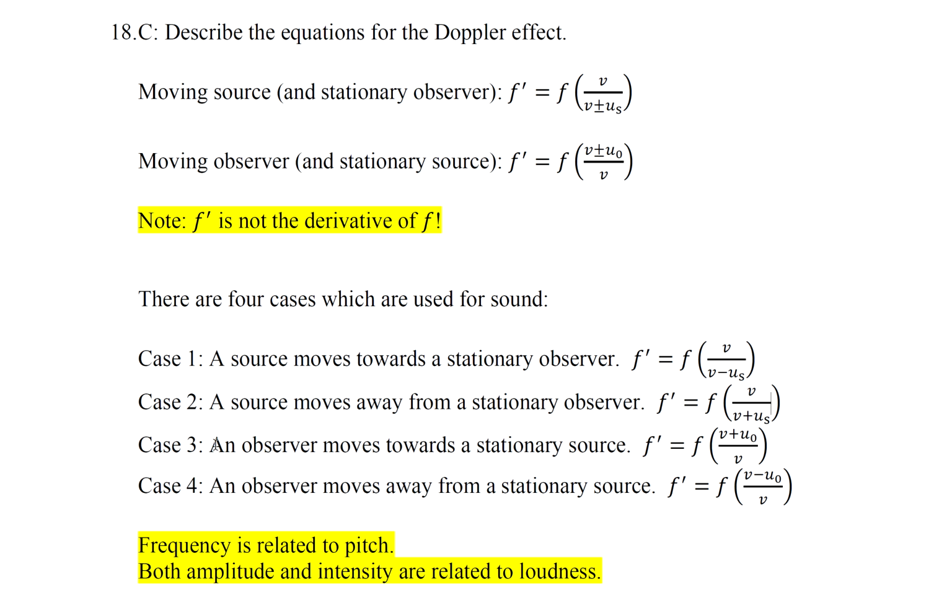Case 3, an observer moves towards a stationary source. Here there's a plus sign in the numerator to make f prime larger. Finally, an observer moves away from a stationary source. You can see the numerator has a negative sign to make f prime smaller.